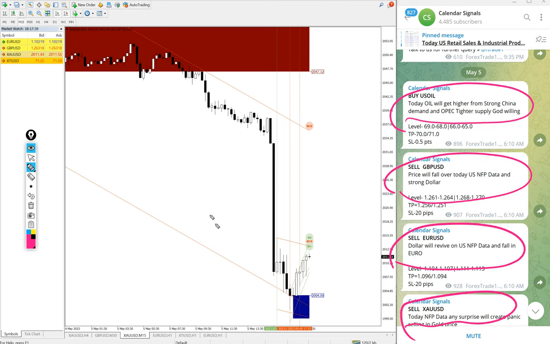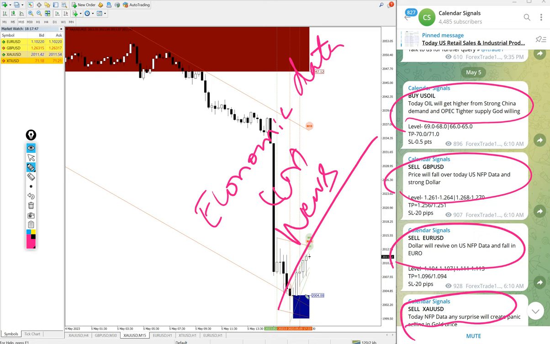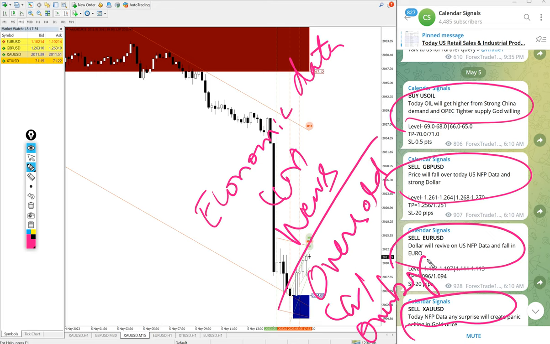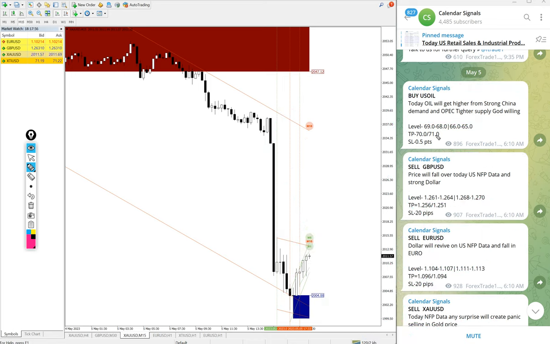Usually it will be based on economic data or news. Also we are considering the oversold or overbought market condition. Based on these reasons we give the signals on this channel.